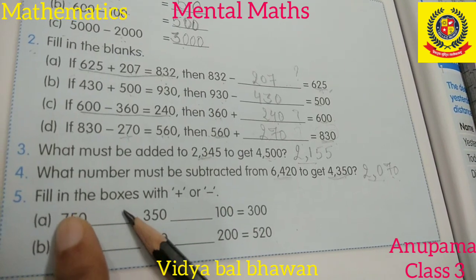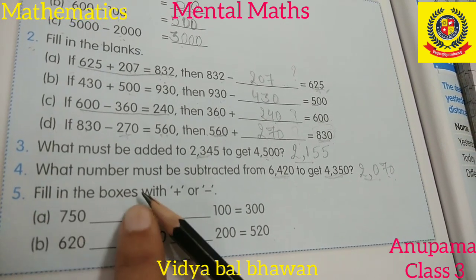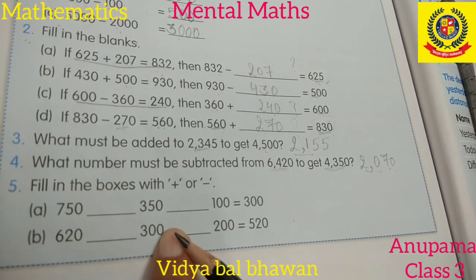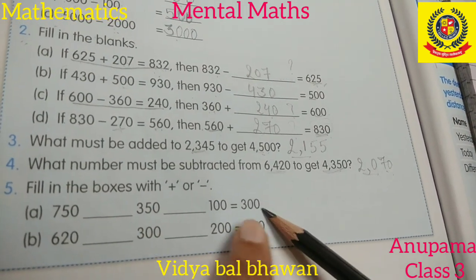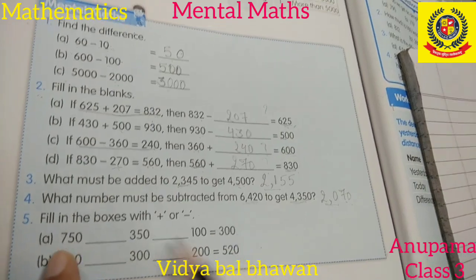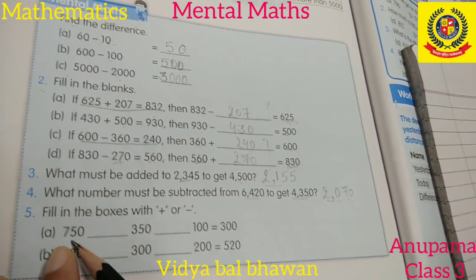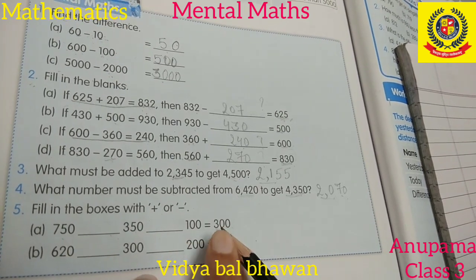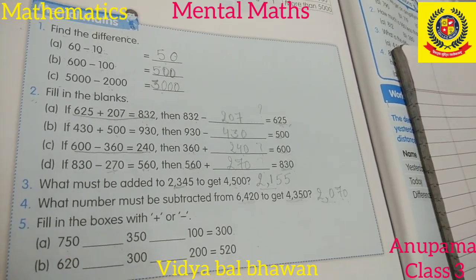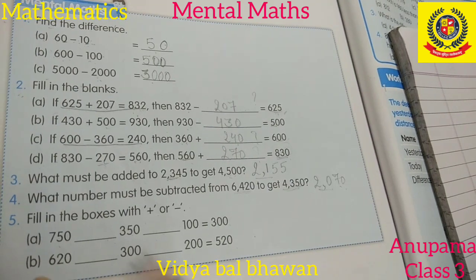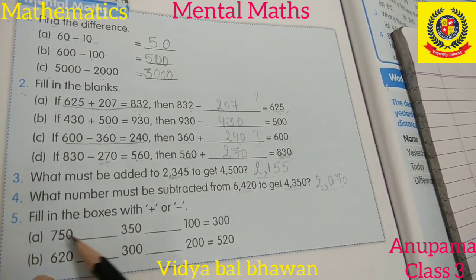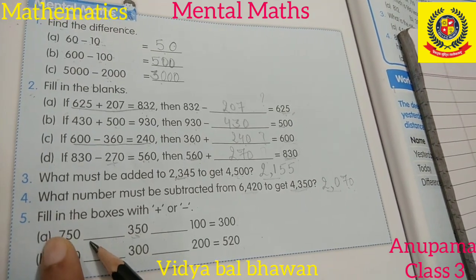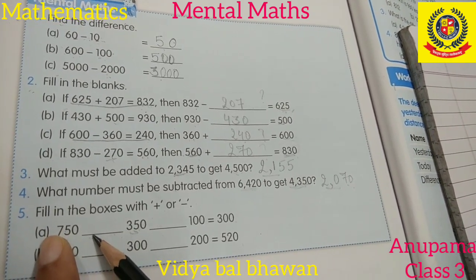Okay. Now question 5 is fill in the boxes with plus or minus sign. So here we have to put plus or minus sign, then we get these numbers. Okay. So A part is 750 dash 350 dash 100 equal to 300. So which sign will come here? Firstly, we will subtract 350 from 750.